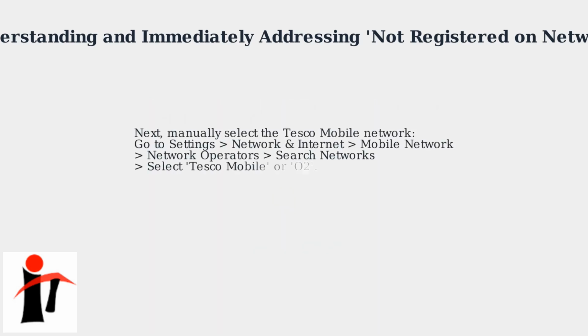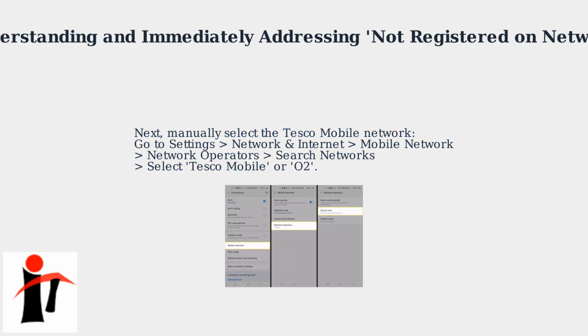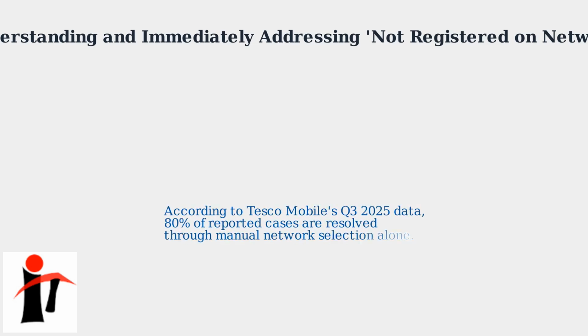Next, manually select the Tesco Mobile network. Go to Settings, Network and Internet, Mobile Network, Network Operators, Search Networks, select Tesco Mobile or O2. According to Tesco Mobile's Q3 2025 data, 80% of reported cases are resolved through manual network selection alone.